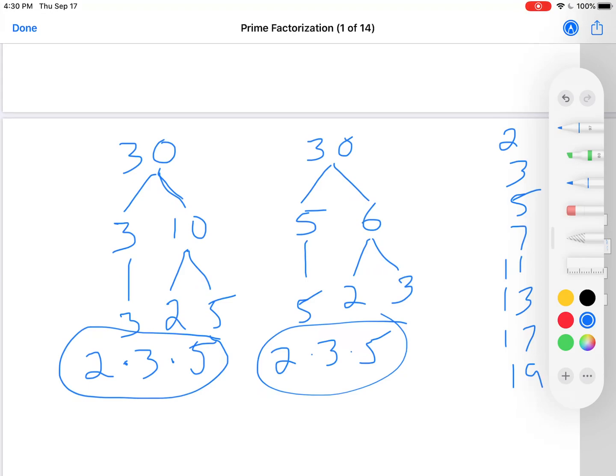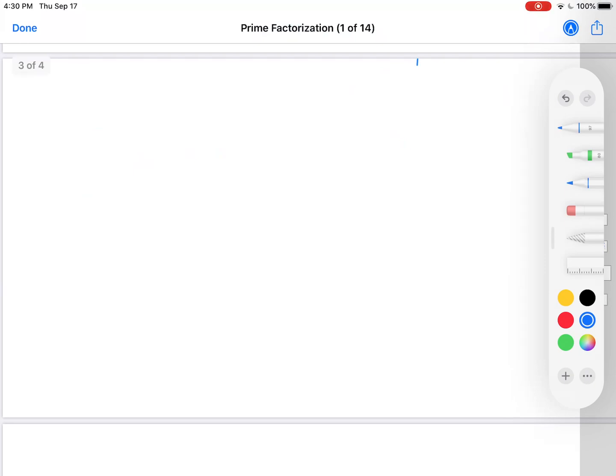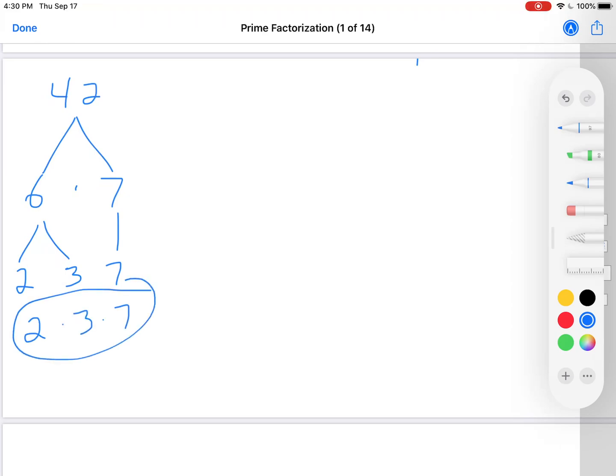So that's the idea of factor trees. Let's do another one just for practice. Okay? So let's try the number, I don't know, how about 42? 42 is 6 times 7. 6 is 2 times 3. 7 is prime. They are already in order, so 2 times 3 times 7, and then circle it.